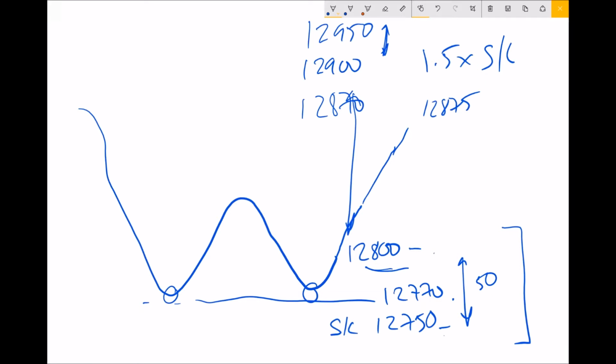So hopefully that answers that question. But I think hopefully there's a bit of food for thought there when it comes to setting stop losses. Just to think a bit more.